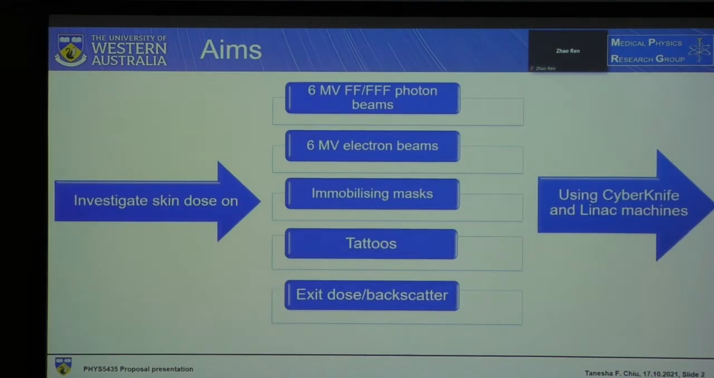So here's an overview of my project aims. I will be investigating skin dose on 6MV FF and triple F photon beams, 6MV electron beams, immobilization masks, tattoos, and exit dose / backscatter. And this will be done using CyberKnife and linac machines.